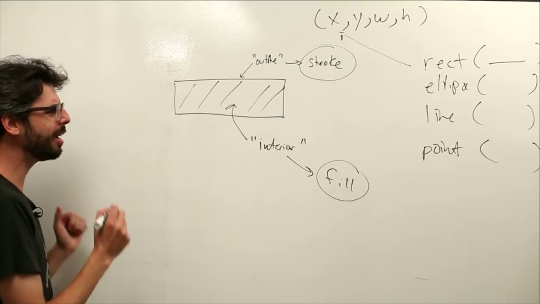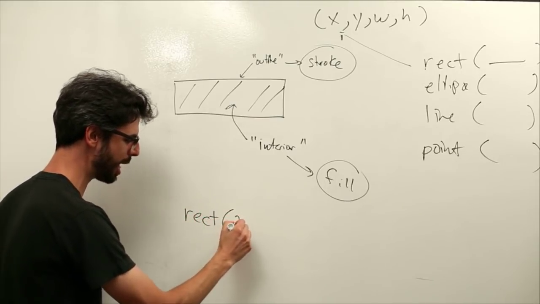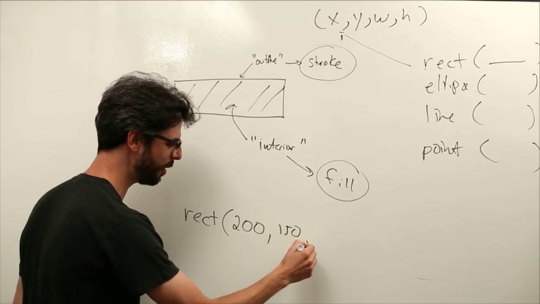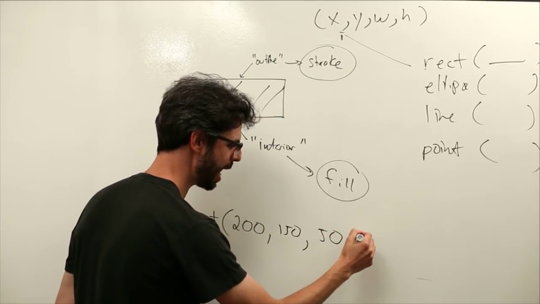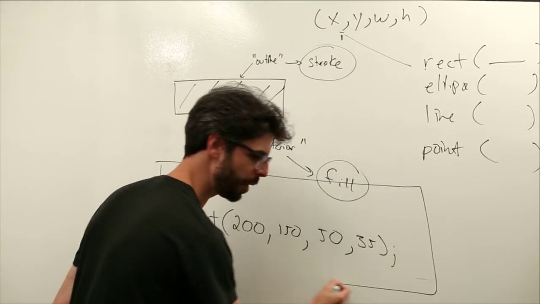Okay, so how does this work? Let's say we have a program which is drawing a rectangle at 200, 150 with a width of 50 and a height of 35 pixels. So this is our program that we are writing.